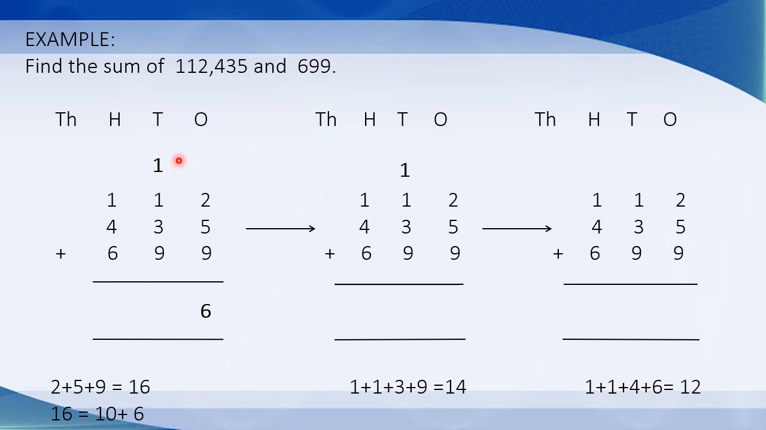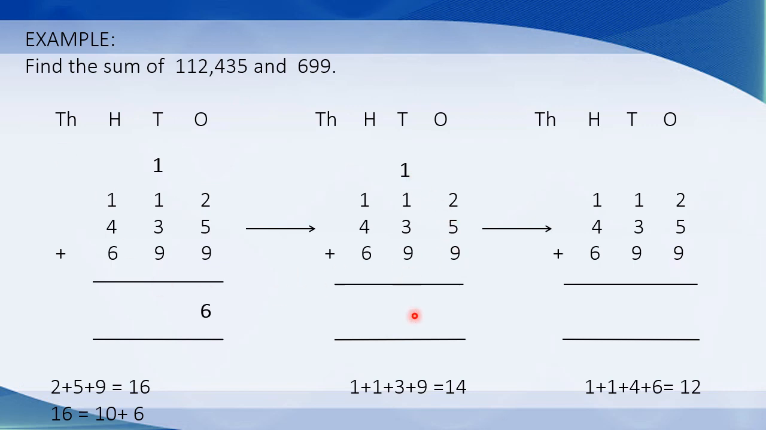Next what we have to do? Ones place we found the sum. Then we have to add the tens place values. So what are the values in the tens place? It is 1 plus 1 plus 3 plus 9. What is the total value? It is 14.